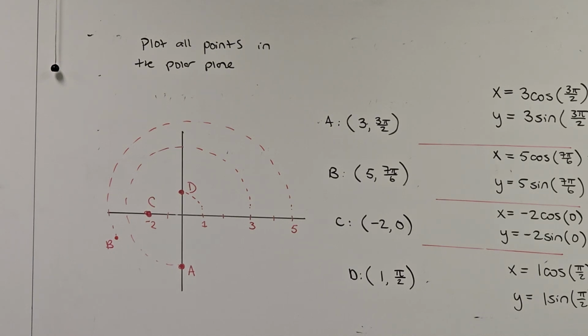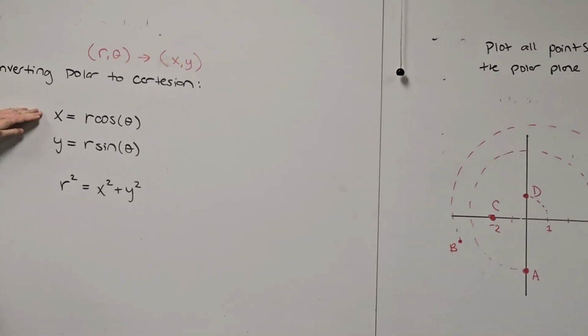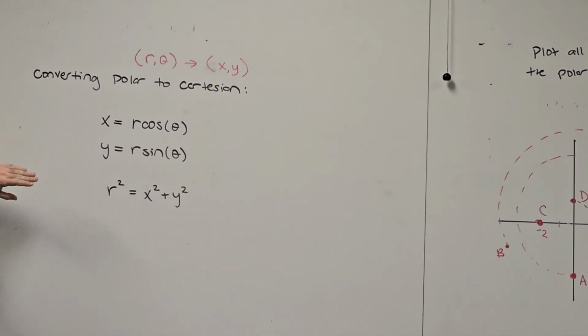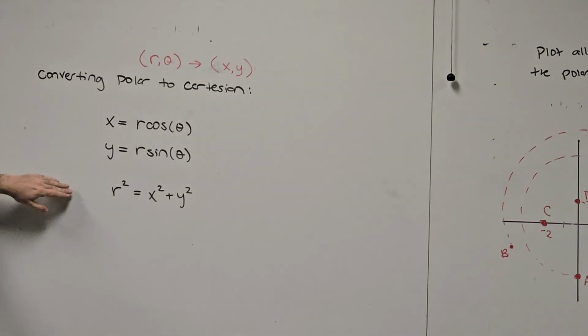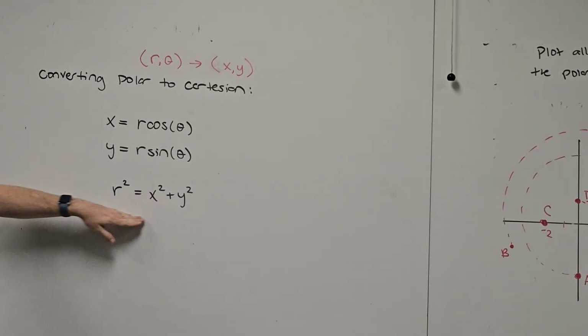So if you want to convert from polar to rectangular, or polar to Cartesian, same thing, this is the toolbox that we need. x is r cosine θ, y is r sine θ. And if you ever see an r squared running around, we can just translate that to x squared plus y squared.